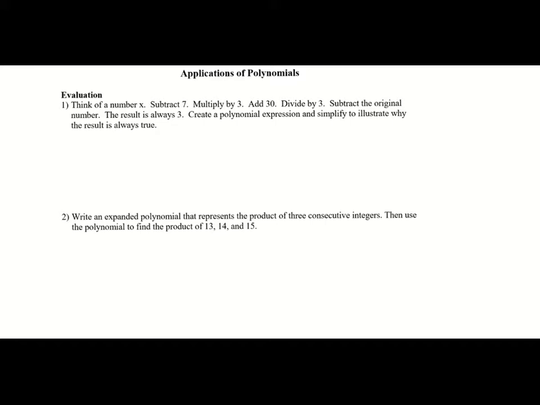So we worked with polynomials, adding, subtracting, multiplying, and dividing them in the last module, Module 2. So now we're going to work with some applications, different types of problems you might see with polynomials.